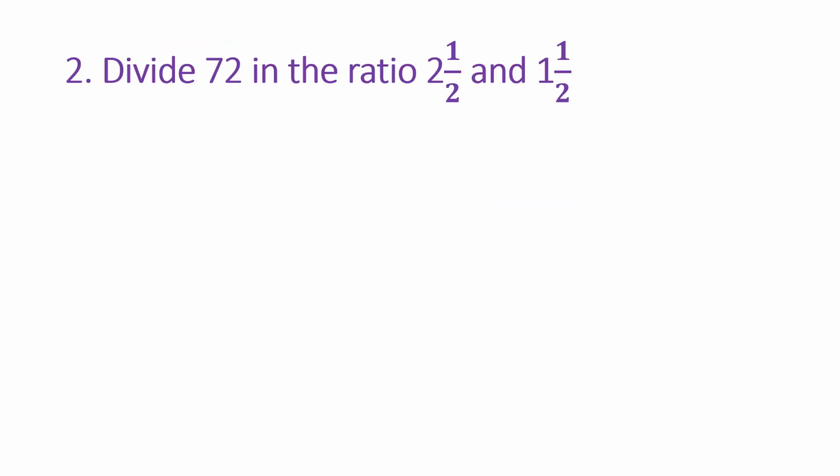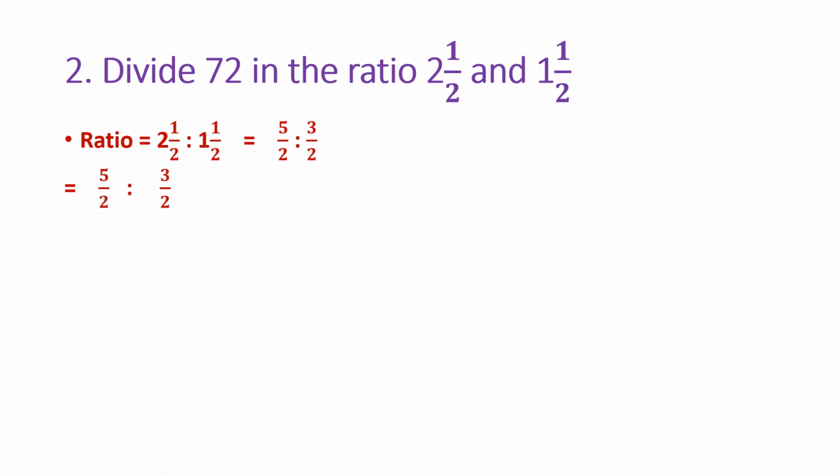So our answer is this. Next question: divide 72 in the ratio 2.5 and 1.5. So this is a little mixed fraction, isn't it? What we have to do is make it into a simpler ratio. Let us try this. The ratio is 2.5 is to 1.5. We will first convert this mixed fraction into an improper fraction. So 2 into 2, 4 plus 1, 5. So it is 5 by 2. And 1 into 2, 2 plus 1, 3, so 3 by 2. So this ratio is 5 by 2 is to 3 by 2.